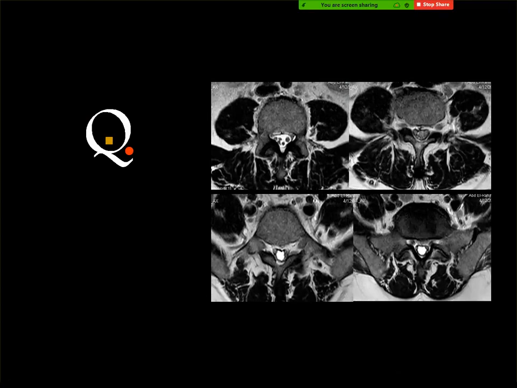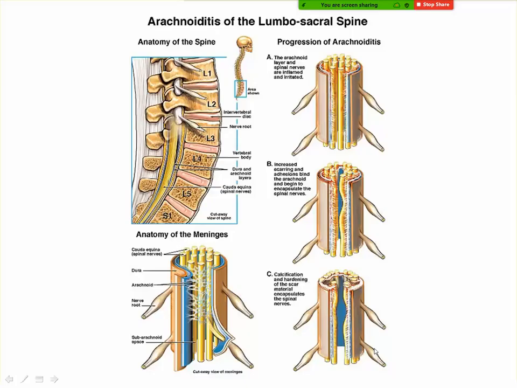Arachnoiditis. Yes, and this is the typical appearance of arachnoiditis. You have adhesion of the nerve roots to each other, and in this area you have absence of any nerve roots in the thecal sac, which is known as the empty thecal sac sign, and both signs are good for arachnoiditis.